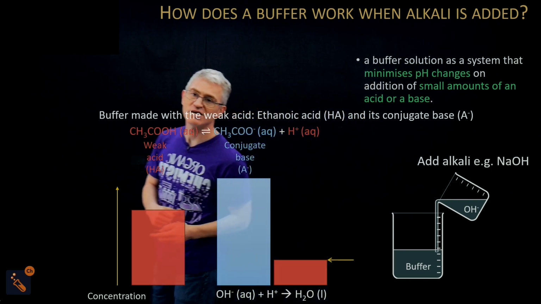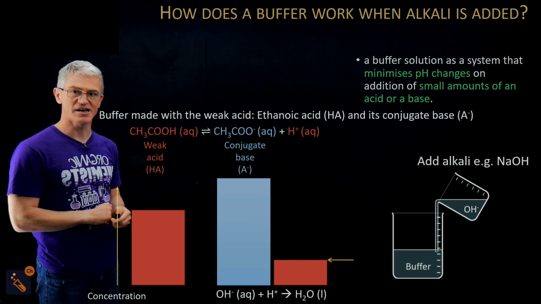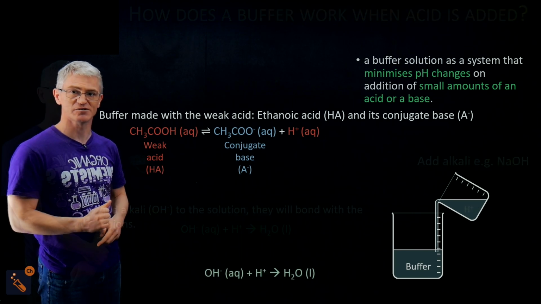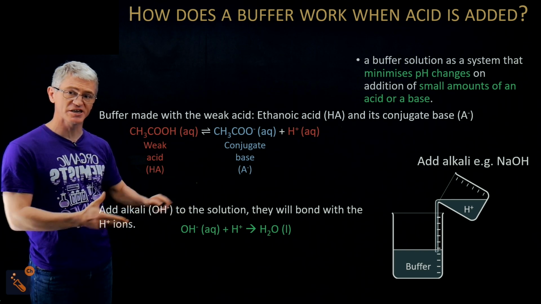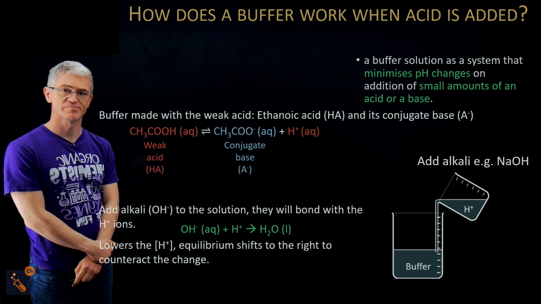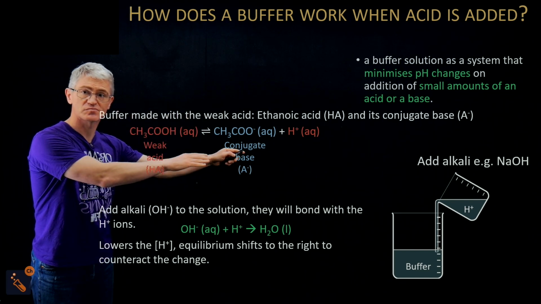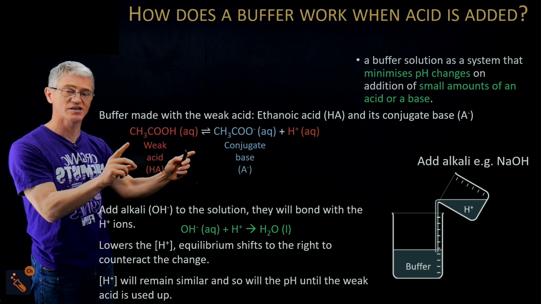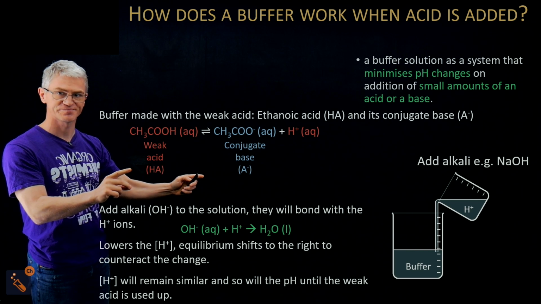We're going to go through some questions on this to make sure you know how to answer the questions anyway. But that's how both of them work. So equilibrium shifts to the right to minimize the change in H+. So we know if we add the OH- to this solution, they'll bond with the H+ ions, and that's your mark there, OH- plus H+. Okay, this lowers the H+, equilibrium shifts to the right until this weak acid runs out. Okay, and when that weak acid runs out, then your pH will change. Your buffer will not work. Okay?